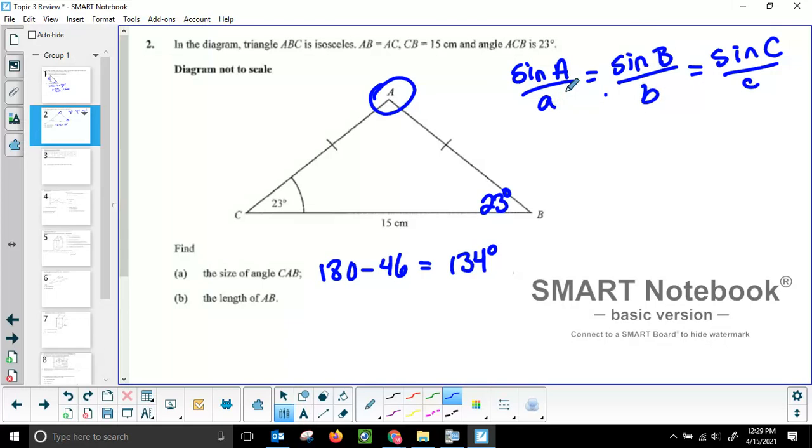You either do sine of A over A equals sine of B over B, or sine of A over A equals sine of C over C, or sine of B over B equals sine of C over C, right? So you're just using any two of these at a time. Now you have to use the one where you have both the side and the angle of any given letter, right?